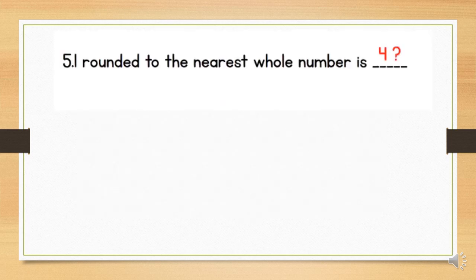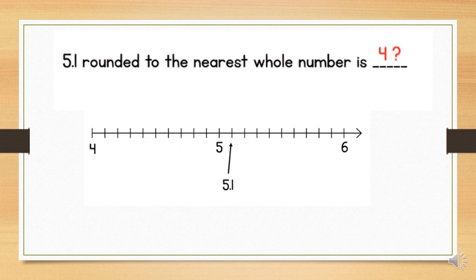So here, let's have a little look at this question. 5.1 rounded to the nearest whole number is 4. Is that correct? Have a little think. Pause the video and have a think. To help us with this, I've got us a number line, and I've labelled 4 over here, 5 and 6. And we can see that 5.1 has been labelled on our number line. So let's have a look. Is 5.1 rounded to the nearest whole number 4, or is 5.1 rounded to the nearest whole number 5?